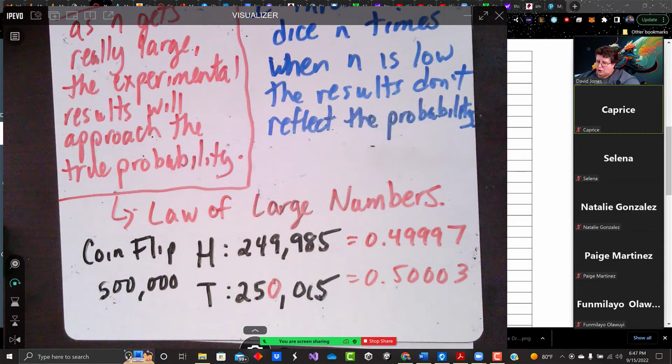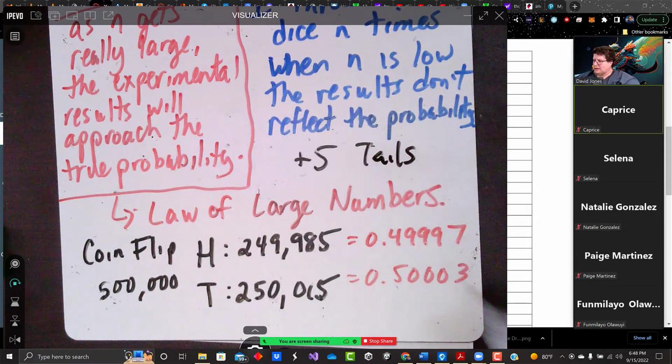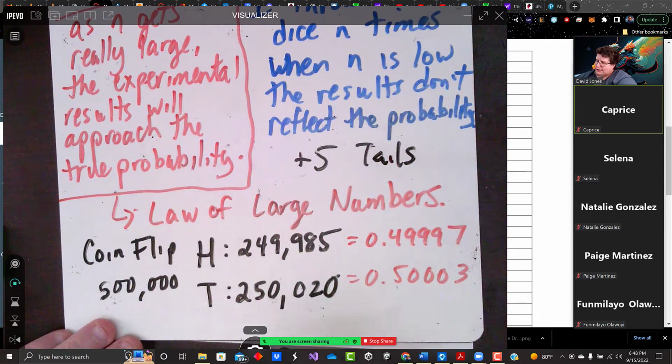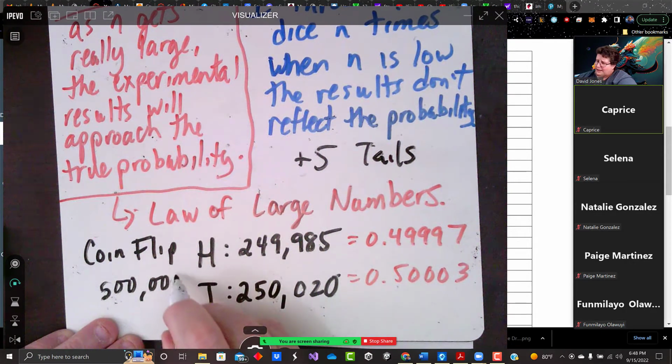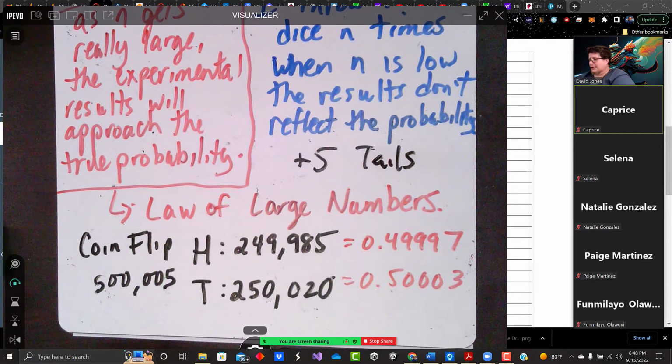So what I mean by law of large numbers is, let's say I throw the dice 5 more times and all 5 of them are tails. So 5 more tails plus 5 tails is going to raise my tail count to 250,020, and my total coin flips to 500,005. And when I do that, let's see what happens with the probability.